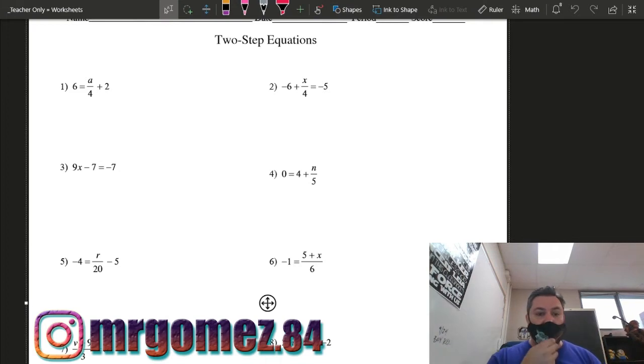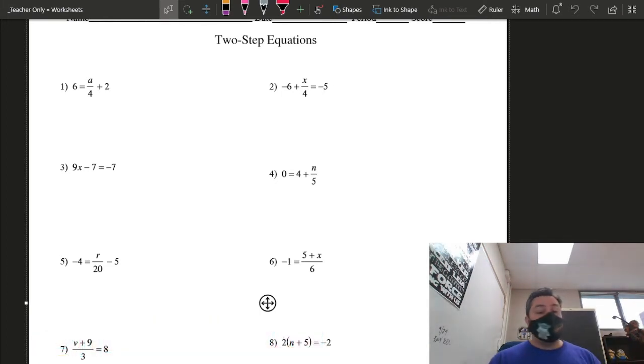Today I'm gonna do a couple more examples of solving two-step equations the way that I was taught to do them. Hopefully this will help you answer these questions a little better.